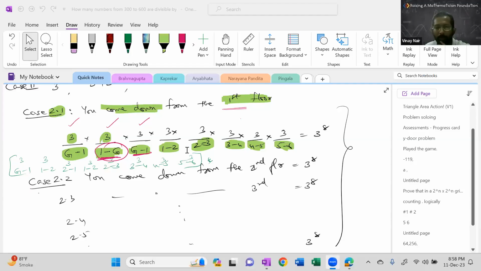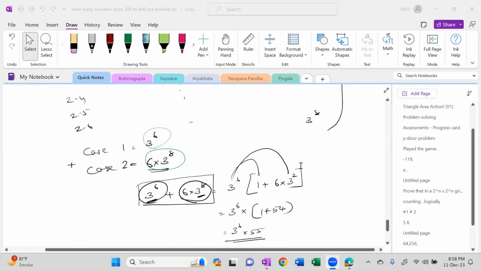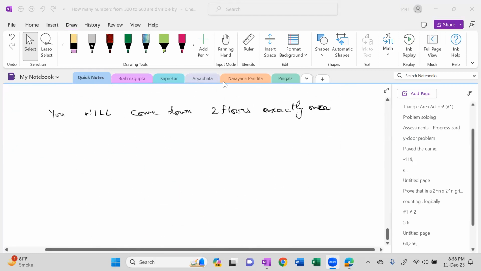Okay. And you proceed accordingly. So there will be 8 such events. For every event, there are 3 possibilities. So 3 power 8. Yes, sir. Okay. All right.